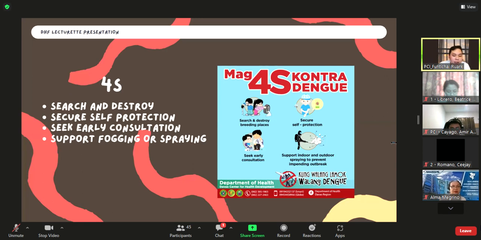The first S is to search and destroy mosquito breeding sites. The second is to secure self-protection measures like, again, wearing long pants and long-sleeved shirts, and using mosquito repellent. The third S is to seek early consultation. And lastly is to support fogging and spraying only in areas where there is an increase in cases registered for about 2 consecutive weeks to prevent an impending outbreak.